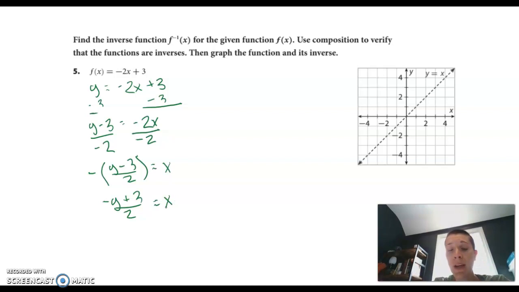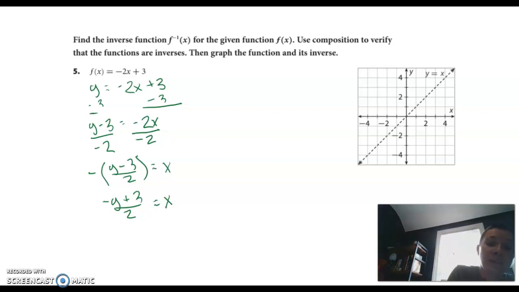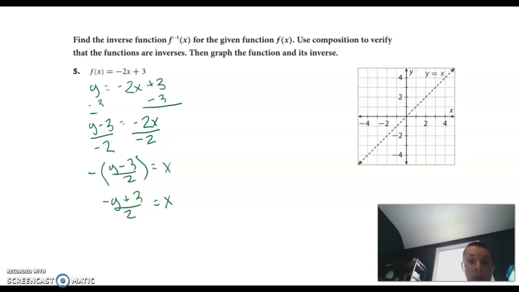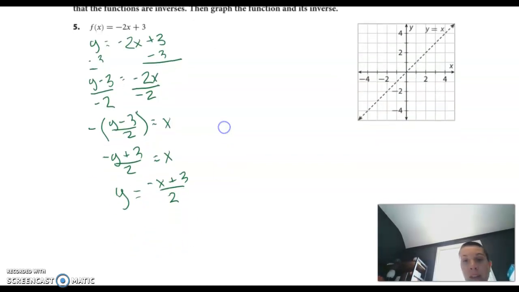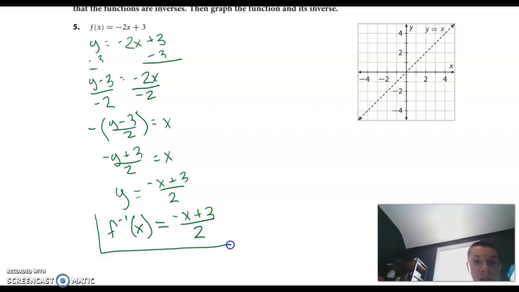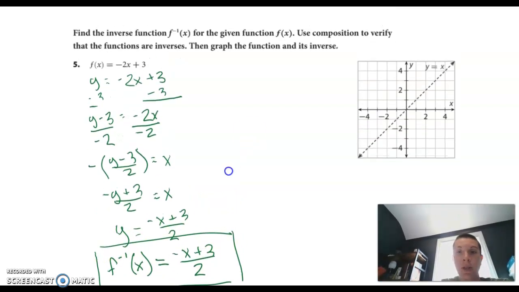Now, all we have to do is flip our y and our x back again. So we have y equals negative x plus 3 over 2. And finally, instead of putting this as y, we're actually going to change it back to our inverse function notation. So we get our answer. The inverse function is negative x plus 3 over 2. So here is our answer. All right, now we simply have to graph, which is the easy part.